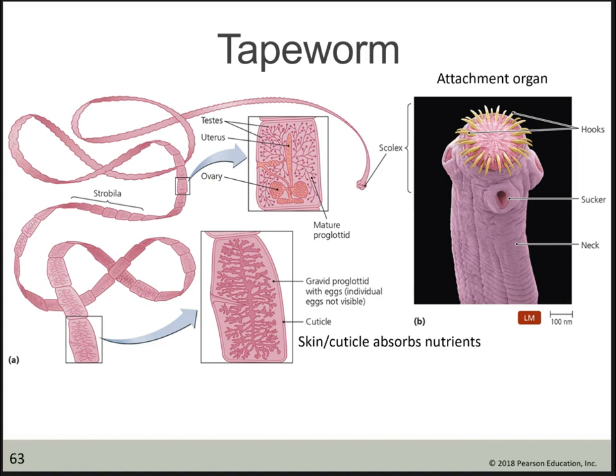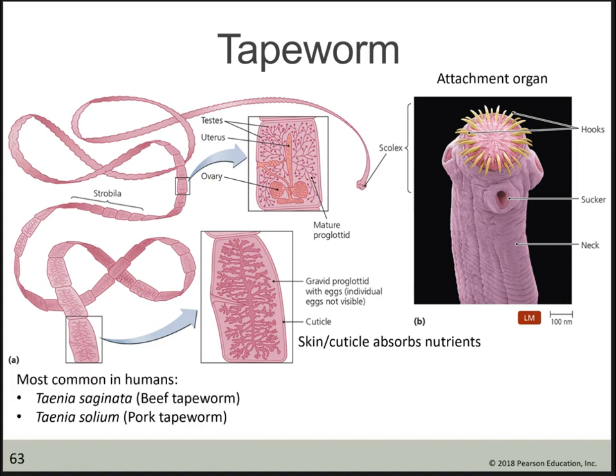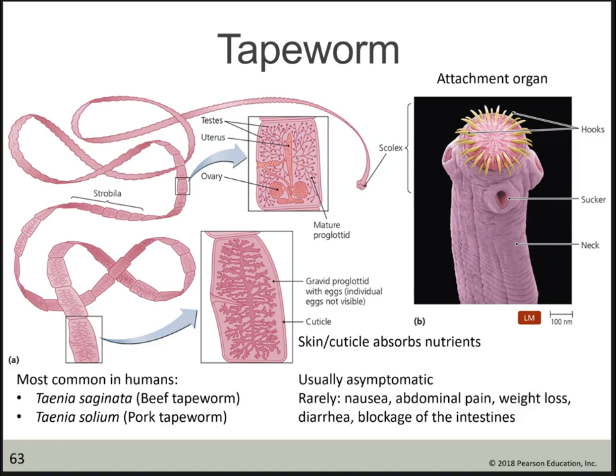The tapeworm absorbs nutrients through its skin and its cuticle. And the two most common tapeworms in humans are Taenia saginata, which is found in beef, and Taenia solium, which is found in pork. These are usually asymptomatic infections, but they can cause nausea, abdominal pain, weight loss, diarrhea, and blockage of the intestines. When that happens, the worm has to be taken out very slowly to ensure that these little segments are not broken off, because if they are broken off and left in the intestine, new worms will emerge.